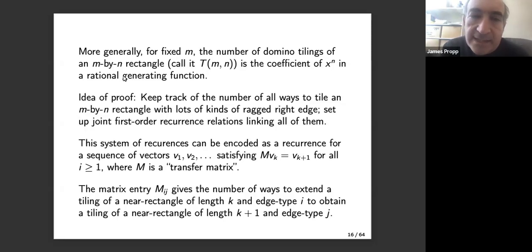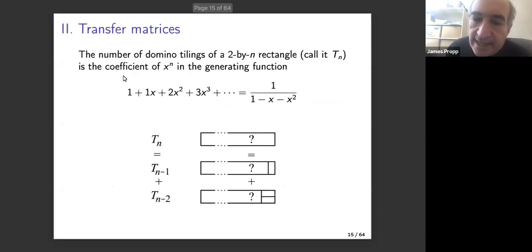Let me describe the idea of the proof. We want to keep track of the number of all ways to tile an m by n rectangle with lots of kinds of ragged right edge. And then we're going to set up a joint first order recurrence relation linking all of them. The reason we do that is as soon as we get to considering, say, a 3 by n rectangle, there's more than just the case where you have a single vertical domino or you have 3 horizontal dominoes. You could have a single vertical domino and a single horizontal domino sticking out to the left. So if you want to get a recurrence relation going, you really have to consider more possible subregions that you can encounter as you take bites out of this region going from right to left.